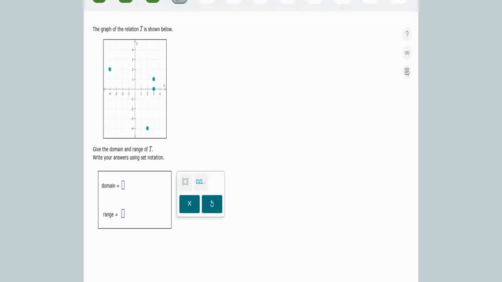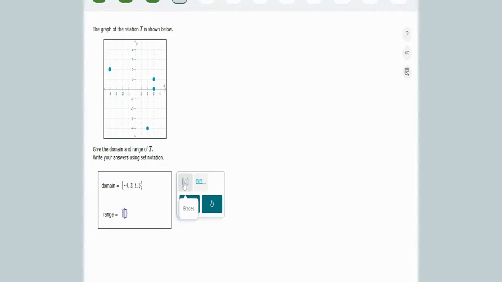Okay, number 4. We're going to look at all of these dots. You could write the coordinates of each of these dots over here, and then all the x values are going to be the domain. But what I'm going to do is look at the x value that they're lined up with. This first one is lined up with -4 on the x-axis. So -4, comma. The next point clear over here is lined up with 2. So 2, comma. And then these last 2 points are lined up with the number 3. So I'm going to do 3, comma, 3.